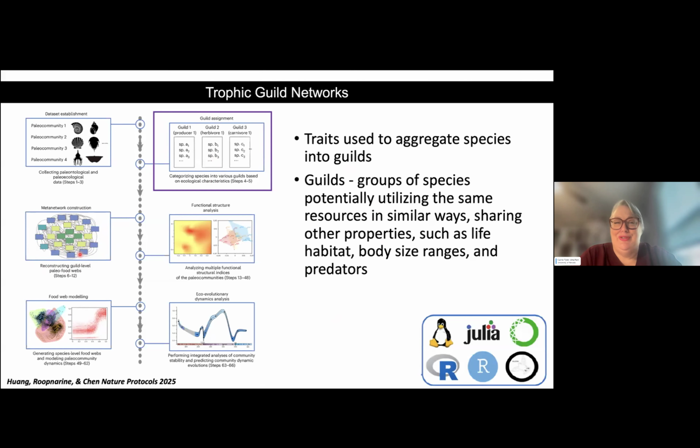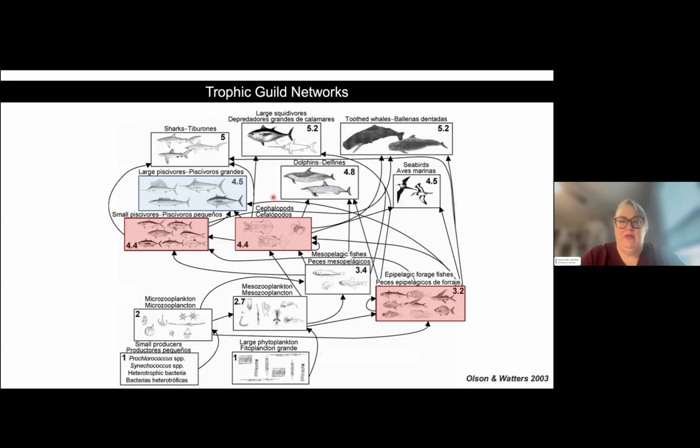There's a lot of food web jargon. And this is our input for our analyses. So we can compare functional structure from there using that metanetwork. We can model species-level food webs, which is what we usually do to ask questions about the food web. And then we can use those models to test and ask questions about ecosystem dynamics. So again, functional diversity and traits are essentially the input for food web construction.